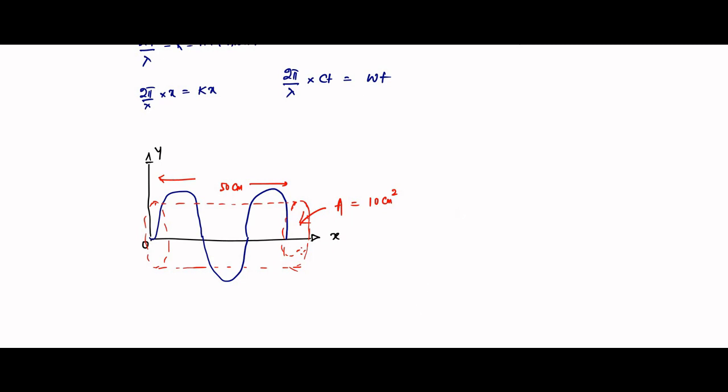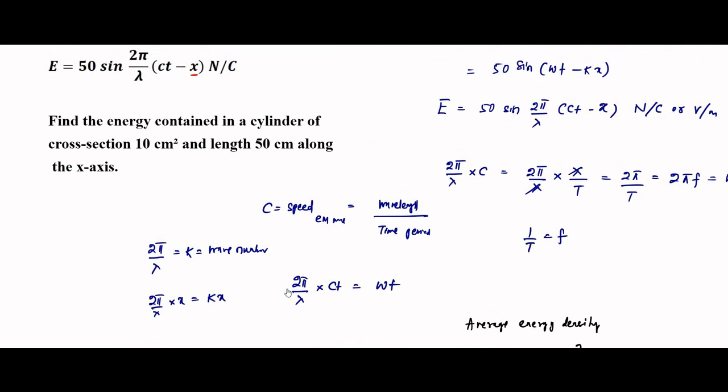Here we have to use the concept of average energy density of an electromagnetic wave. It can be expressed in two ways: first, using the electric component, and then using the magnetic component. Here we'll be using the electric component, which is expressed as 1 by 2 epsilon 0 E0 square, where epsilon 0 is the absolute permittivity of the medium and E0 is the amplitude of the electric component of the electromagnetic wave. From the question, the amplitude E0 is 50 Newton per Coulomb or volt per meter.